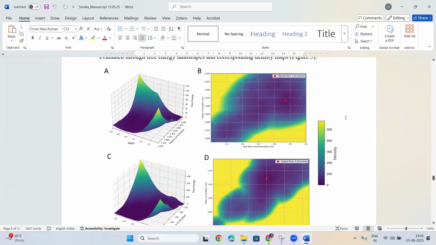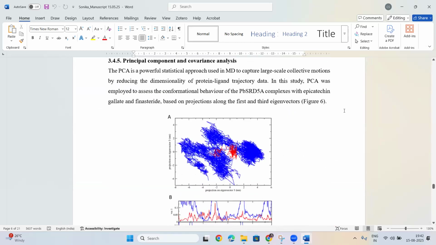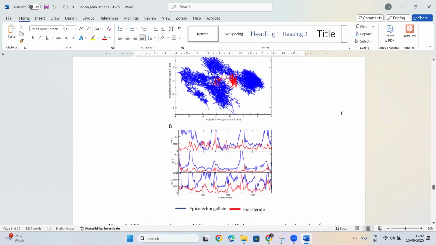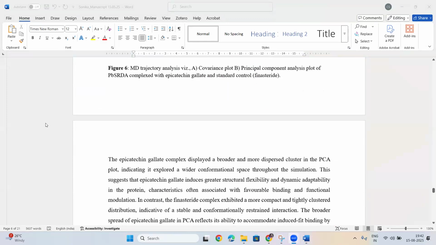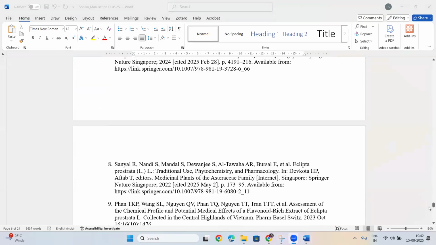Also, having this is the thing, free energy landscape. And after that, hope you know about this. This is called PCA, principal component analysis. Yes, sir. These are the things to be done.